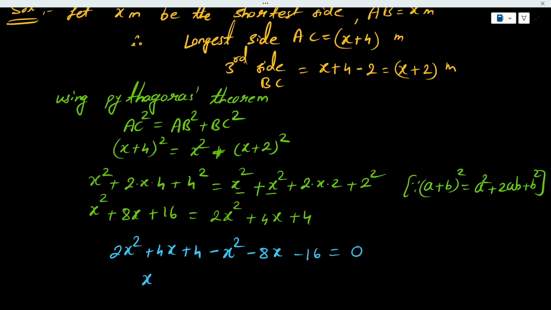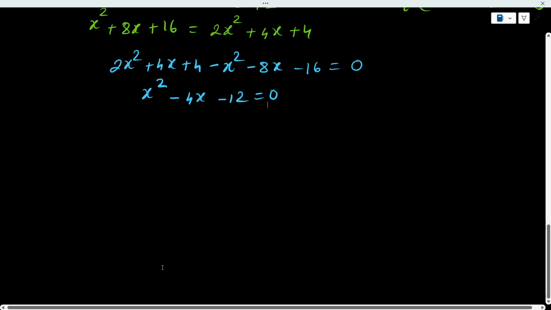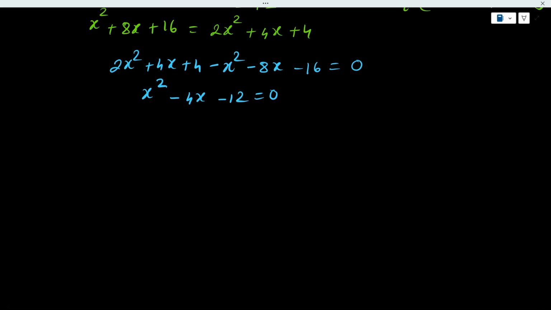Now, if you see, the simplest form is x square, 4x minus 8x is minus 4x, then 4 minus 16 is minus 12 equals 0. If you see this, this is nothing but the quadratic equation standard form. And in all application based questions, there are two ways to solve the quadratic equation: using the quadratic formula, or doing factorization. In any kind of application based question, you should remember that you will be able to factorize, right?